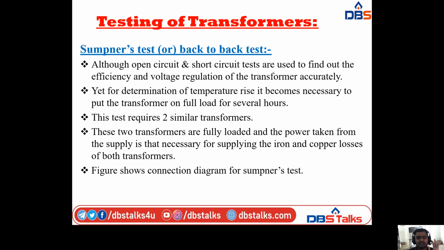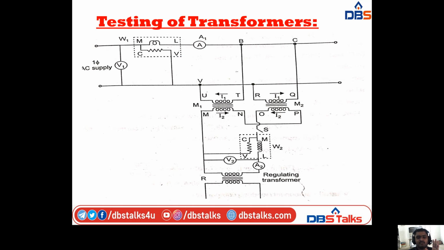I will show the circuit diagram for the Sumpner test. In this one, I am taking a voltmeter, a single phase AC supply, wattmeter W1 and ammeter A1, and we are taking three transformers actually. Two transformers are of similar rating, and the third one is the regulating transformer. We also take voltmeter V2 and wattmeter W2. The two similar transformers are M1 and M2, and the regulating transformer is R.